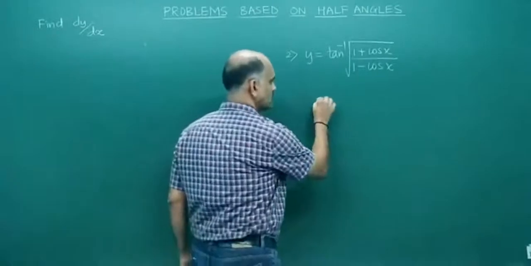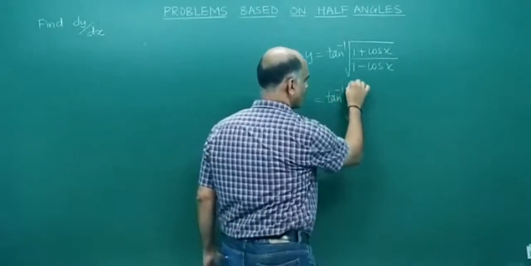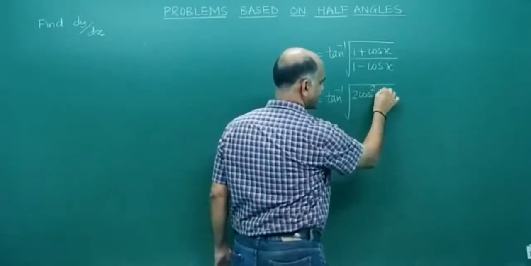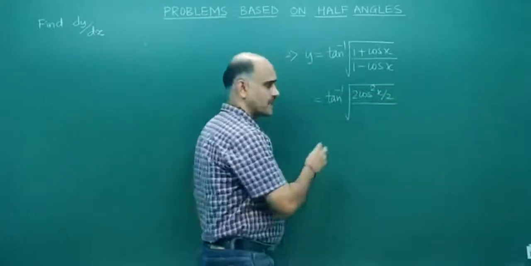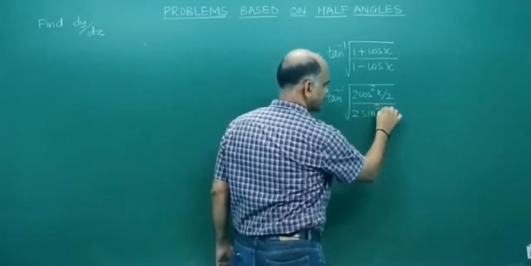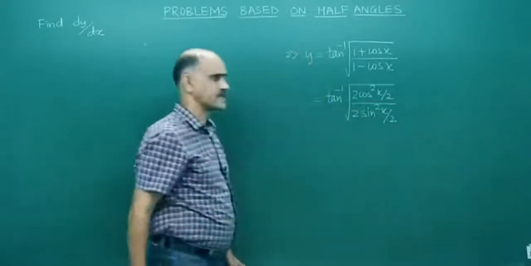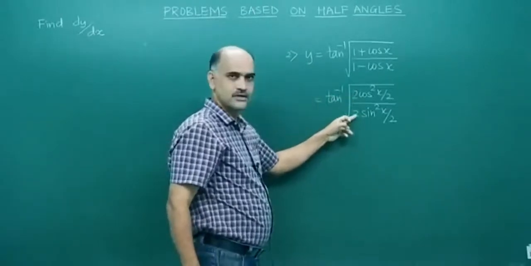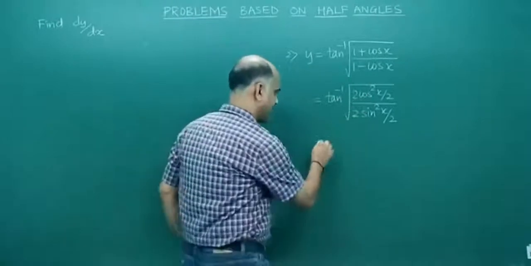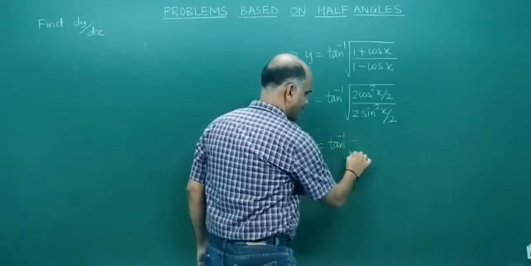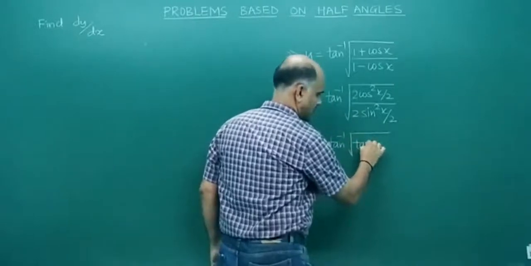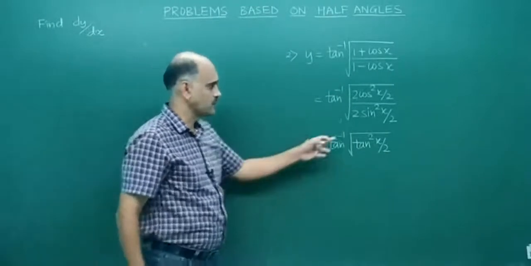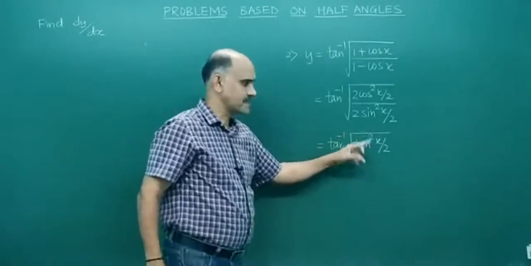So what you got? Tan inverse root of 1 plus cos x is 2 cos square x by 2 and 1 minus cos x is 2 sin square x by 2. So 2 gets cancelled. Cos square by sin square is cot square. So you will have tan inverse root of cot square x by 2. Square root and square gets cancelled.